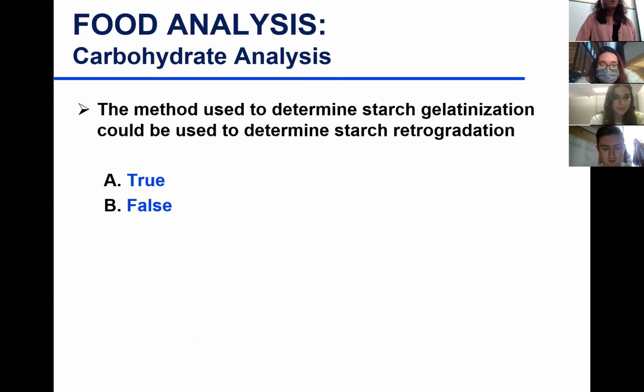Any guesses there? The method used to determine starch gelatinization could be used to determine starch retrogradation. In order to be able to answer this question, you need to know two things. You need to know the difference between starch gelatinization and starch retrogradation, which is a food chemistry topic, and you need to get this lecture. I don't expect you to know if it is the same method, but I expect you to know the difference between starch gelatinization and starch retrogradation. So who is brave to tell me the difference?